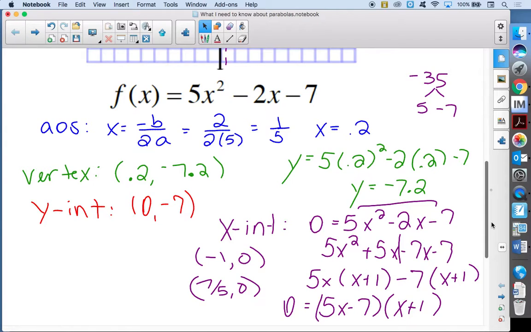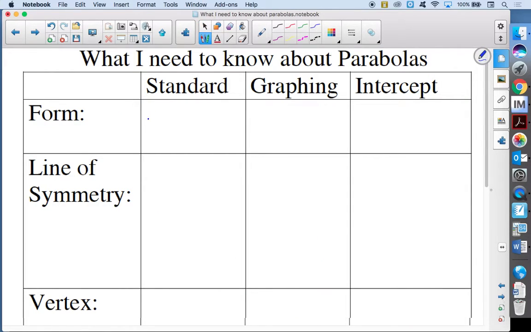So if you flip the page over, the first column is standard form. You should be able to fill in all of that information because we just went over it with this problem. So standard form is y equals ax squared plus bx plus c.